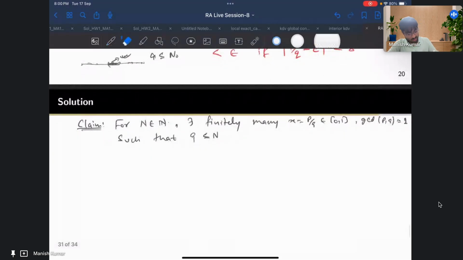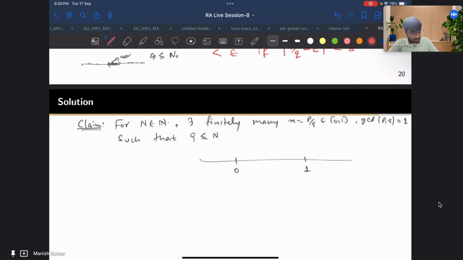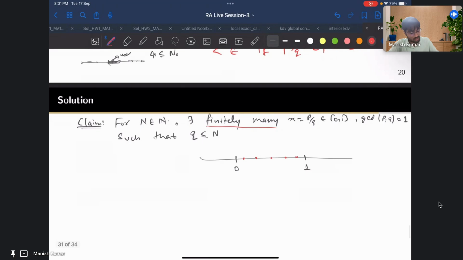I'll again tell you in words. Suppose you give me any natural number n. Corresponding to that natural number, let's say this is the interval 0, 1, I can find that there are only finitely many rationals such that the denominator is less than or equal to that natural number.